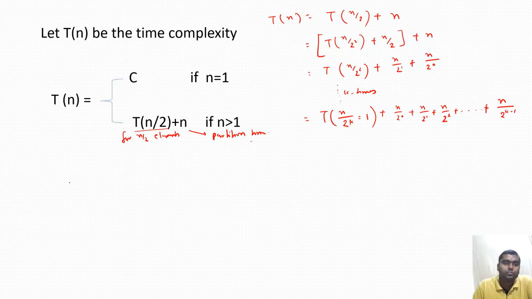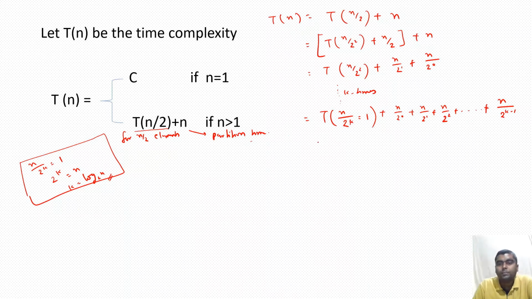Okay, so this way, how can we calculate? n upon 2 raised to the power k equals 1, which is nothing but 2 raised to the power k equals n. So 2 raised to the power k equals n. So k will be log n. So this is the value of k. So finally here is what?